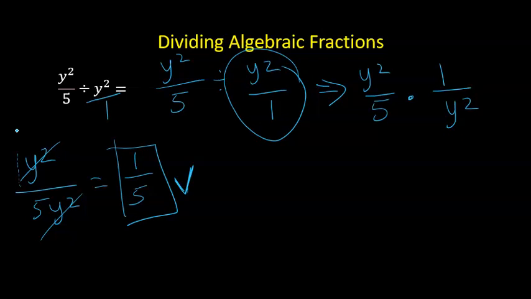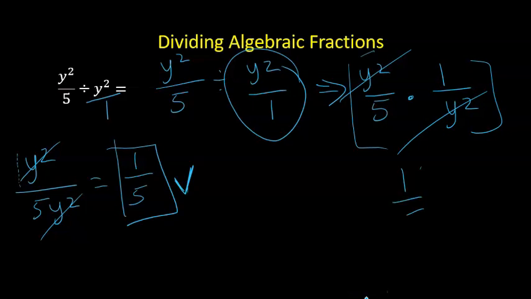But you don't have to just multiply across. You can take a look and see, is there any like terms, right? Right up here. Well, yeah, there is. These guys right here, I can get rid of those. And what does it leave me with? It leaves me with 1 over 5.